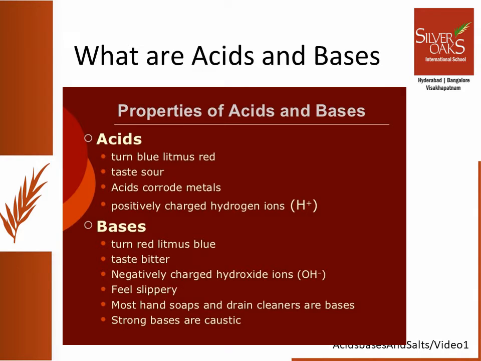These are the general properties of acids and bases. Acids turn blue litmus red. They are sour to taste. Most of the acids corrode metals. All the acids will generate positively charged hydrogen ions in the aqueous solution.